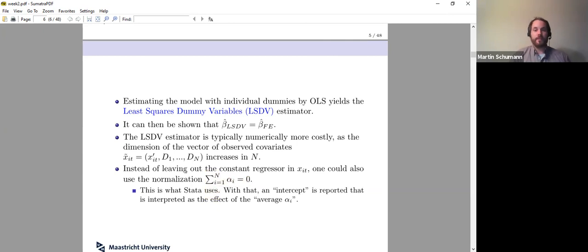It assumes that the alpha_i's, the individual effects, sum to 0 over the whole sample. And using that normalization, Stata claims that you can now interpret the intercept that Stata reports as the average effect of the alpha.